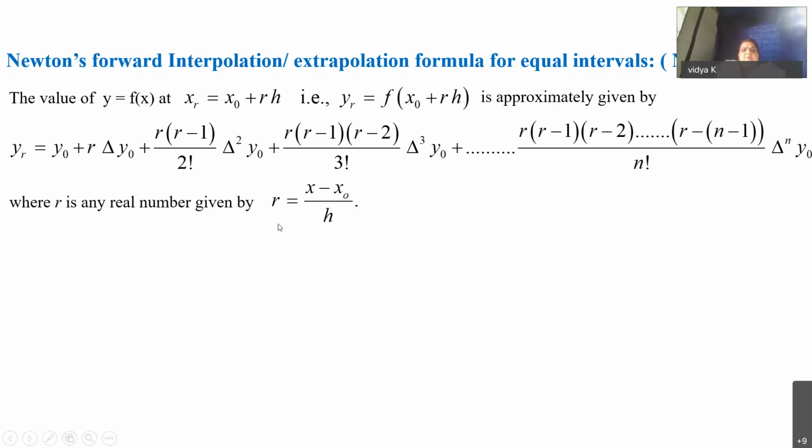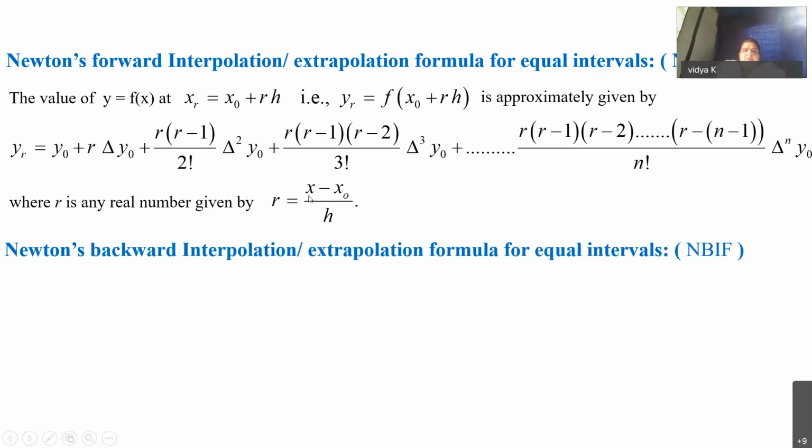So how to find r? It is x minus x naught by h. What is x? The value where you need the result. And x naught is the initial value of x, the first value in the x column. And h is the common difference between two consecutive values of x. It is the step size or step length.